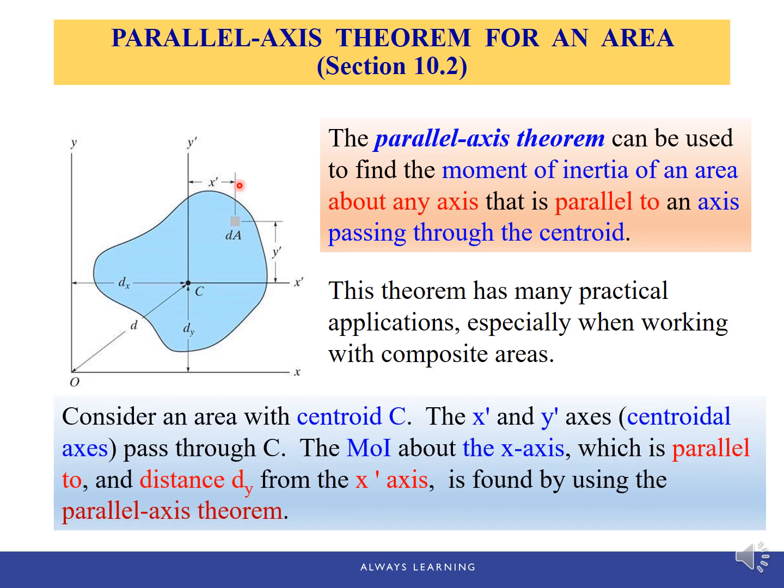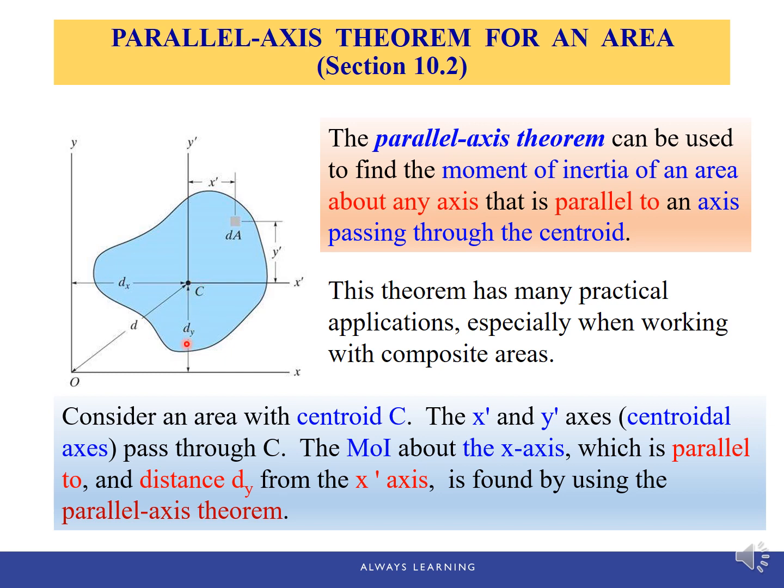So now let's take a look at an arbitrary area here with a centroid C. We locate the centroid, and the centroidal axes, x prime and y prime, are the axes passing through point C. Our goal is to calculate the moment of inertia about the x-axis or the y-axis, which are arbitrary axes. The x-axis is parallel to the x prime axis and the y-axis is parallel to the y prime axis.